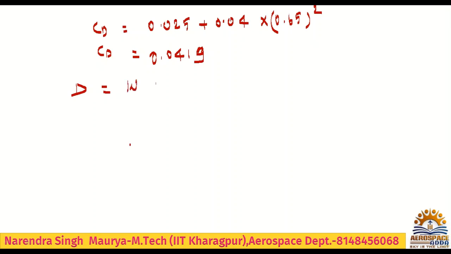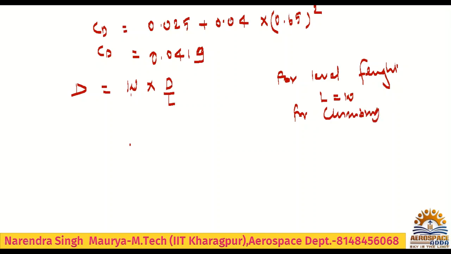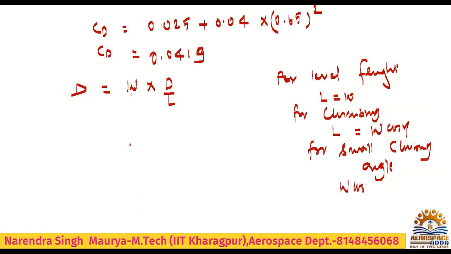Drag. What is the drag? Weight, which is constant, into D by L. You know, for level flight, L is equal to W. For climbing, L is equal to W cos gamma. For a small climbing angle, W cos gamma is approximately W, because cos gamma is approximately 1. I hope you got it now.